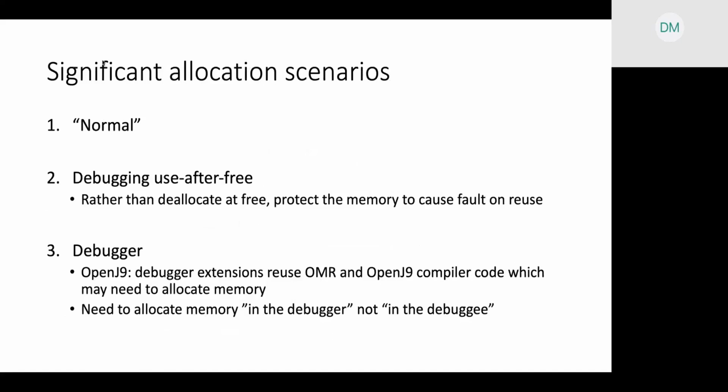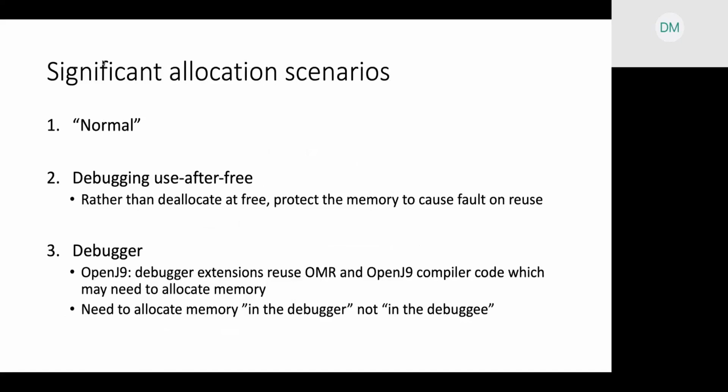There are three different allocation scenarios that you need to worry about when you're thinking about memory allocation in the JIT. The first one I just called normal. It's the usual business as usual for the JIT. It needs memory, it allocates it, and it frees it to do compilation-related work.